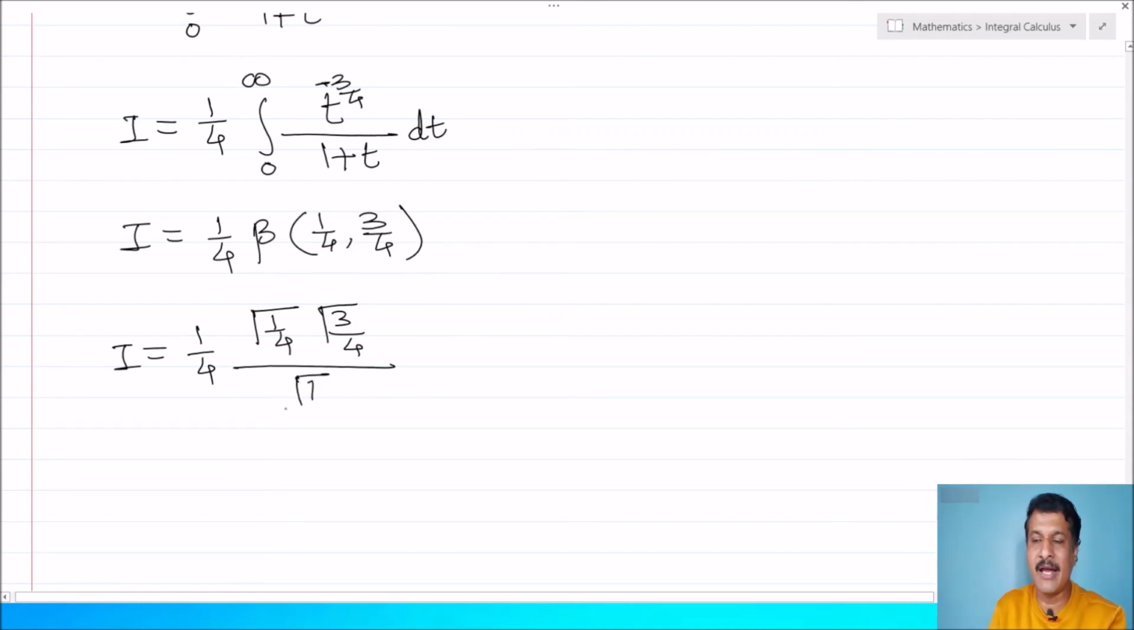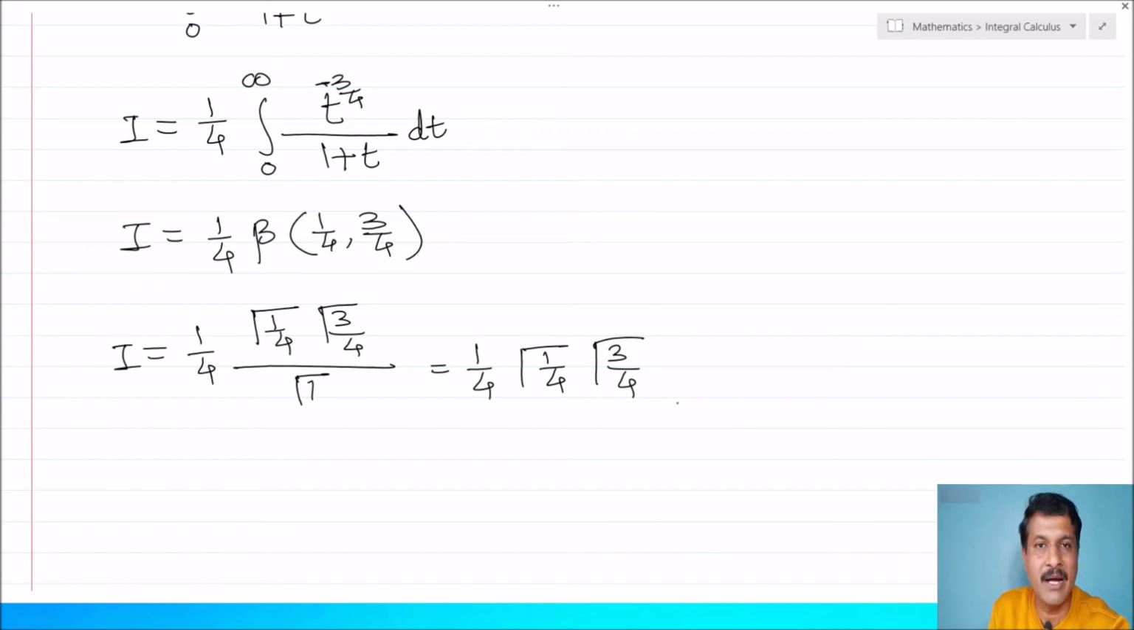So gamma 1, and gamma 1 is 1. So that is equal to 1 by 4 gamma 1 by 4 gamma 3 by 4. Note that here one may ask an example such as: find the value of gamma 1 by 4 gamma 3 by 4. Maybe one MCQ on this. So how to evaluate this one? Here you have to use a property of the gamma function.